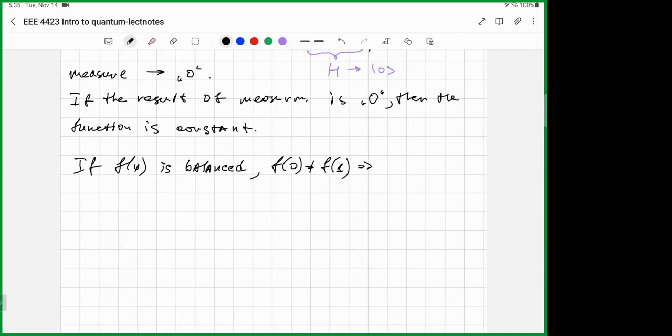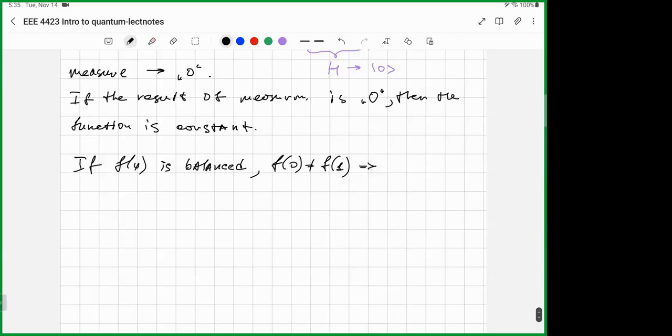Then we can write this function f of 1 as 1 plus modulo 2 f0. Okay, so since the function can get either 0 or 1, obviously f of 1 can be rewritten as 1 plus modulo 2 f0. So if f0 is 0, then f1 is 1. If f0 is 1, then f1 is 0.